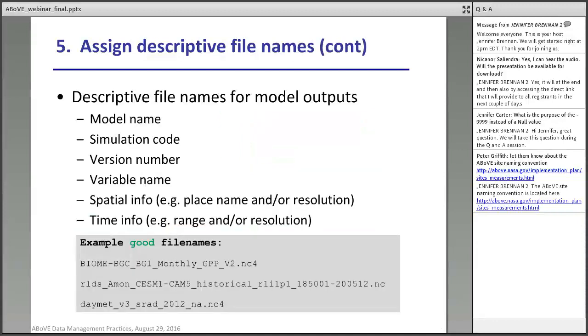And for model outputs, if you're conducting modeling research, you may want to include model name, simulation code, version number, variable name, spatial information, and temporal information in your model output file names, such as those names used by the North American Carbon Program and the Model Intercomparison Project. So these are some good file name examples.